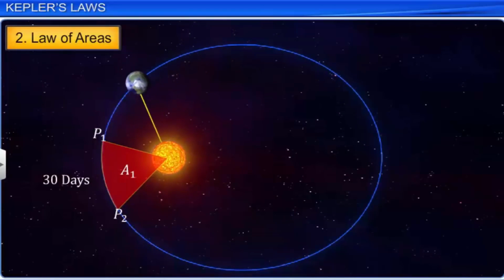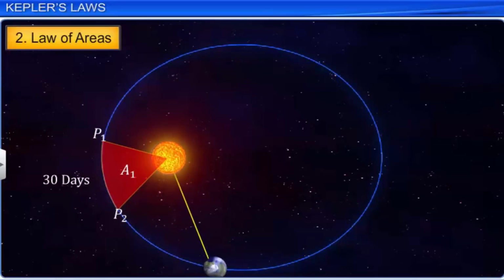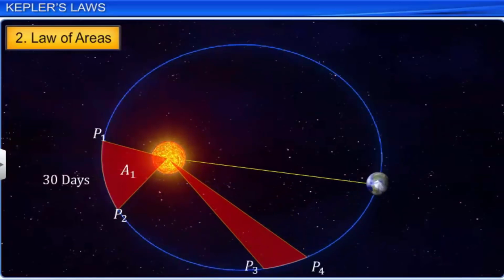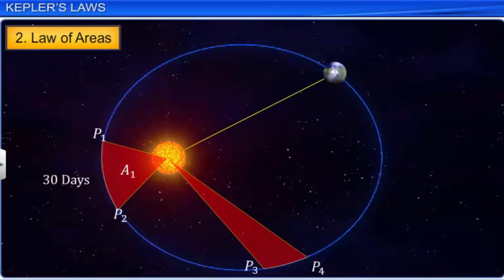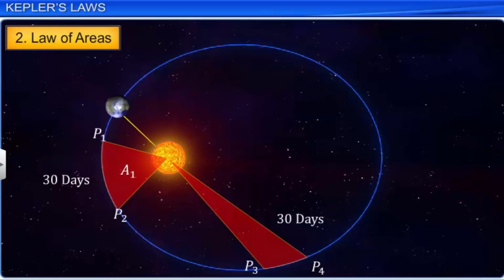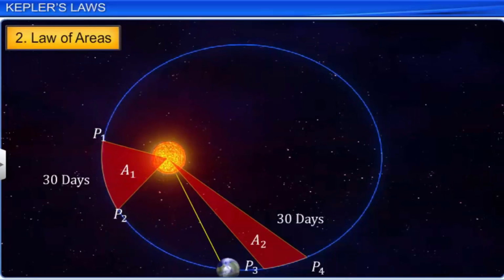Similarly, let P3 and P4 represent 2 positions of the Earth during its revolution for a 30-day duration, represented by A2. According to Kepler's second law of planetary motion, area A1 equals area A2.